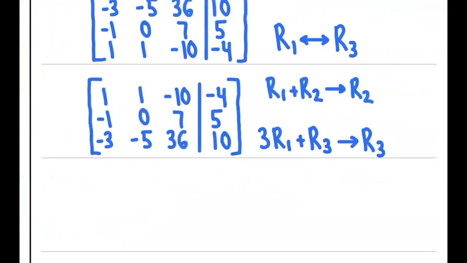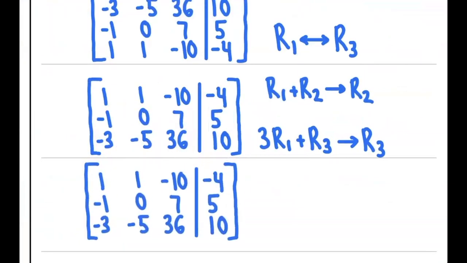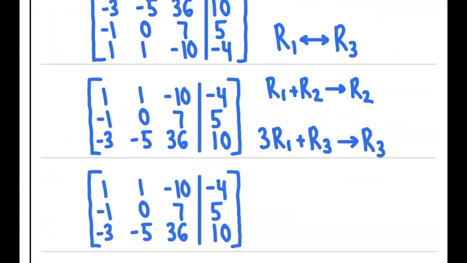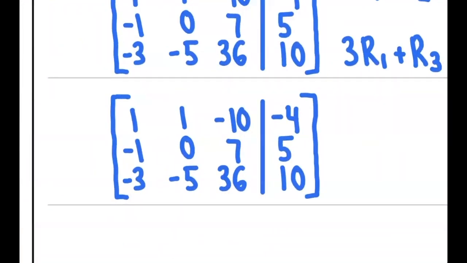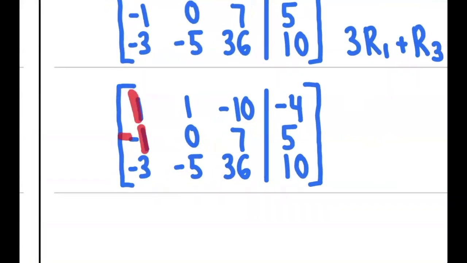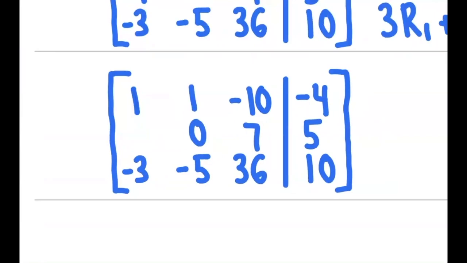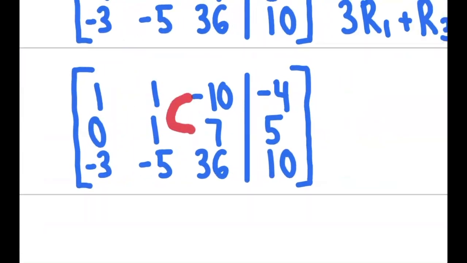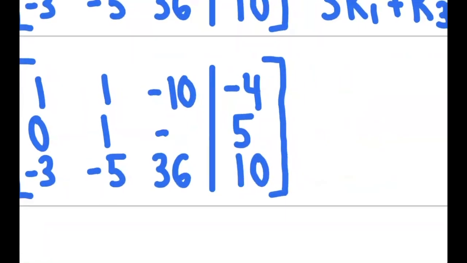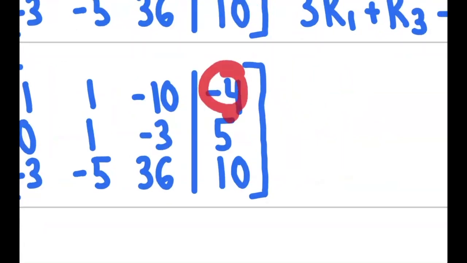Oh, we're doing 2 for 1. Yes, we're going to lose the 0 in the middle, but we wanted a 1 there anyway. We are adding the first row to the second row. So 1 plus -1 becomes 0 here. 1 plus 0 becomes a 1. -10 plus 7 becomes -3. And -4 plus 5 is just 1.